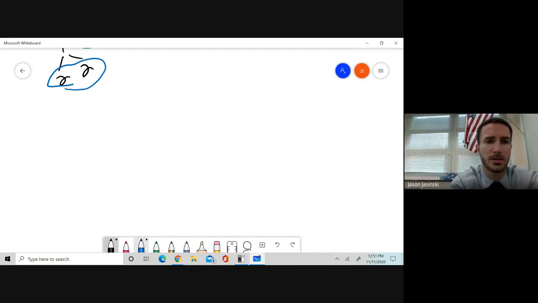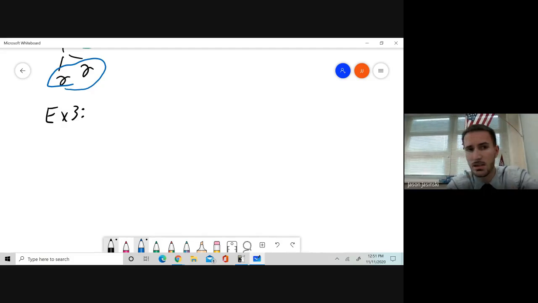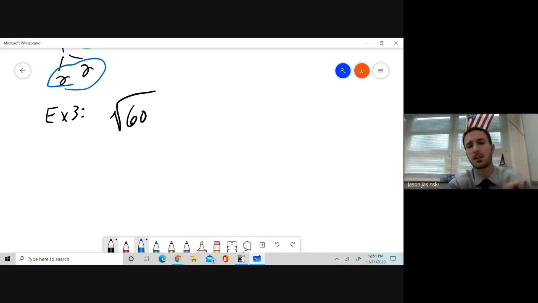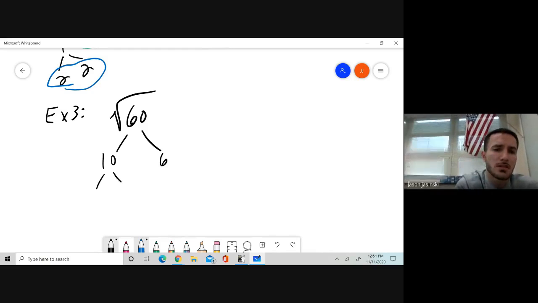So the last example on this topic would be square root of 60. This is going to give you extra lonely numbers. So maybe you thought of 10 and 6, 5 and 2, 2 and 3.